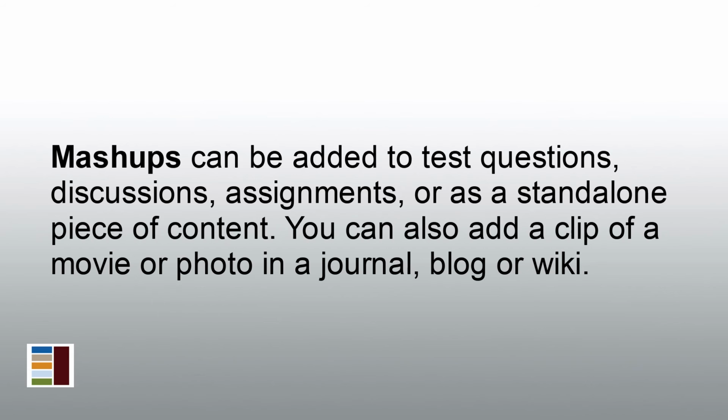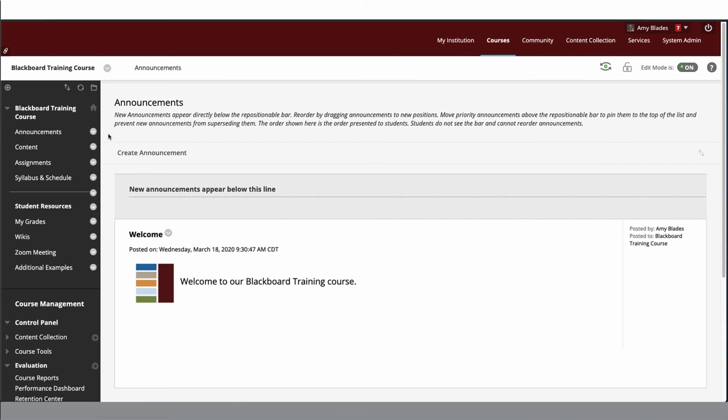Mashups can be added to test questions, discussions, assignments, or as a standalone piece of content. You can also add a clip of a movie or a photo in a journal, blog, or wiki. YouTube and Vimeo videos can also be added to a content area using the content editor.